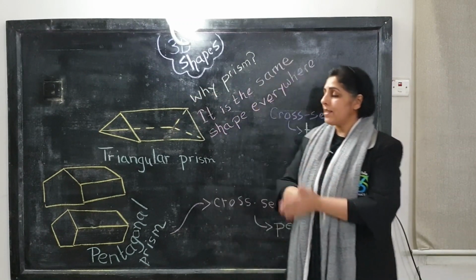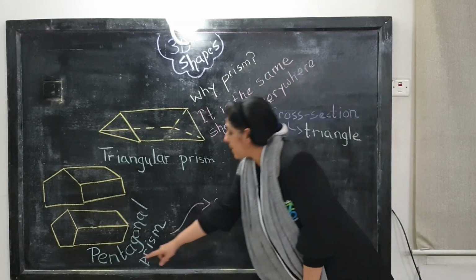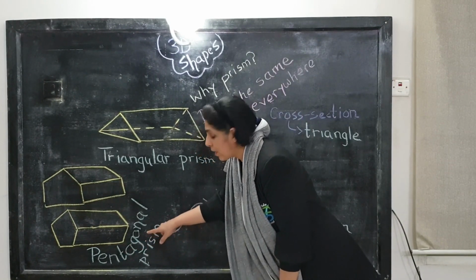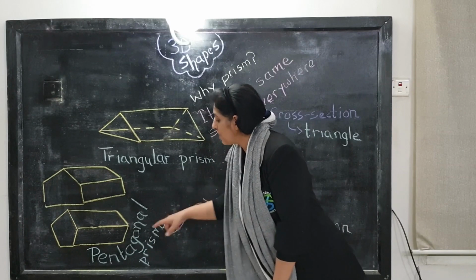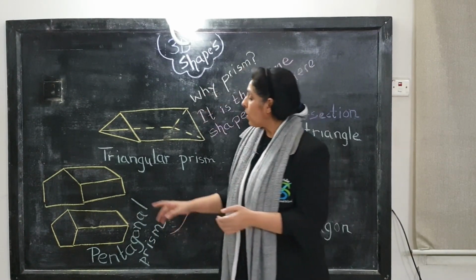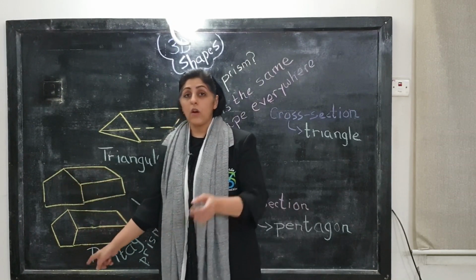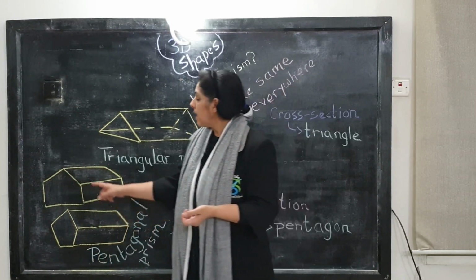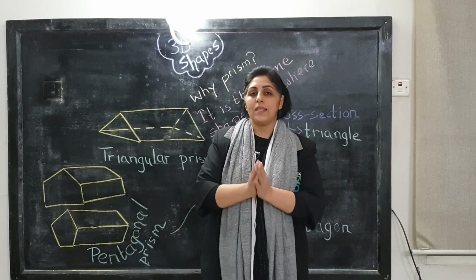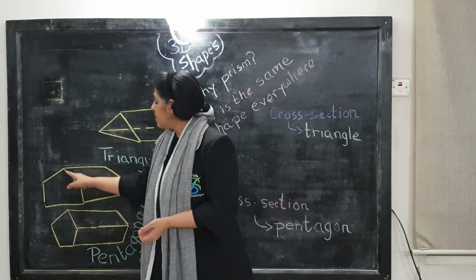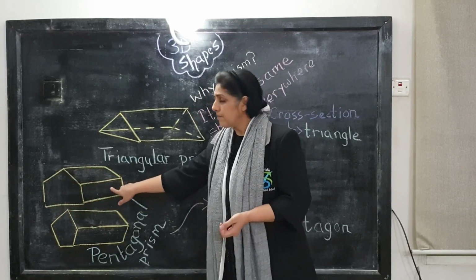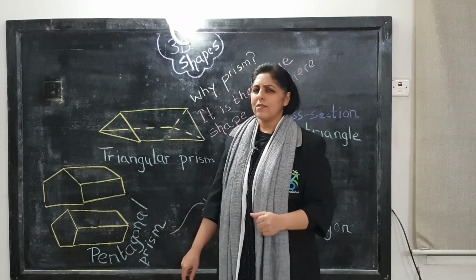Moving on to the last one, which is a pentagonal prism. The pentagonal prism is again called a prism because firstly this is the shape of a pentagon. Remember, what is a pentagon? It has 5 sides. Any shape that has 5 sides is called a pentagon. 1, 2, 3, 4, 5. This looks like a pentagon. This also looks like a house, doesn't it?